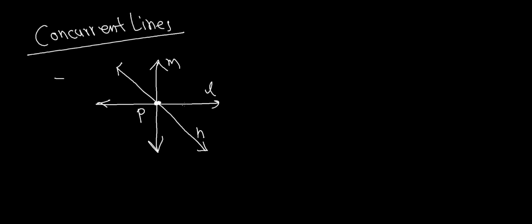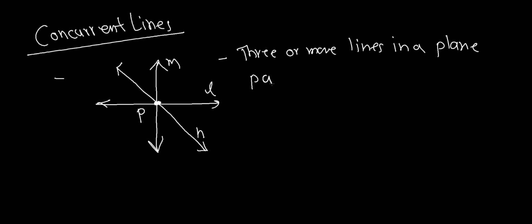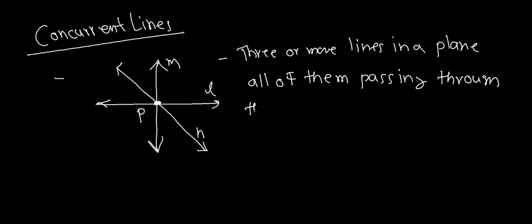So what does concurrent mean? Three or more lines in a plane passing through, or we can say all of them passing through the same point, and this point is P. And such lines are known as concurrent lines.